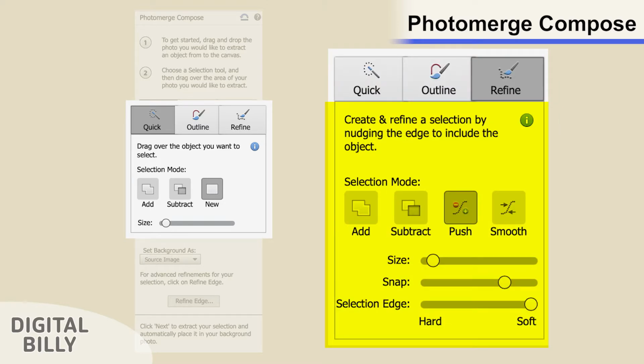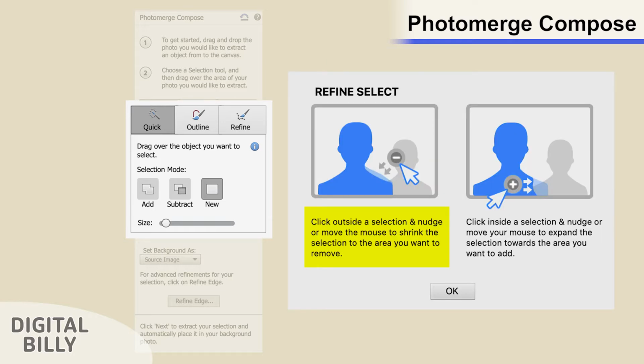The refine selection tool. Create and refine a selection by nudging the edge to include the object. You have the add, subtract, push, and smooth options, and size, snap, and hard to soft selection edge. And the eye reads, click outside a selection and nudge or move the mouse to shrink the selection to the area you want to remove.